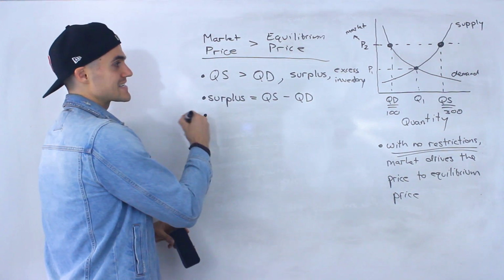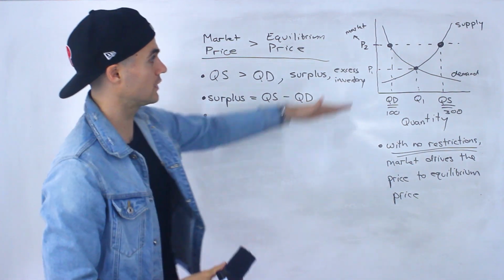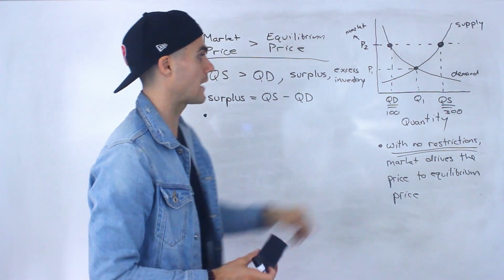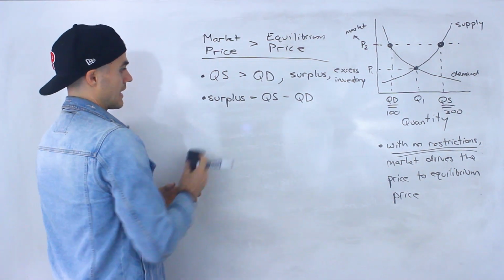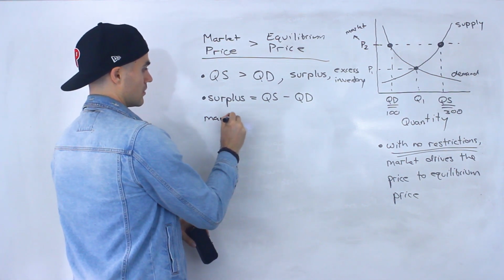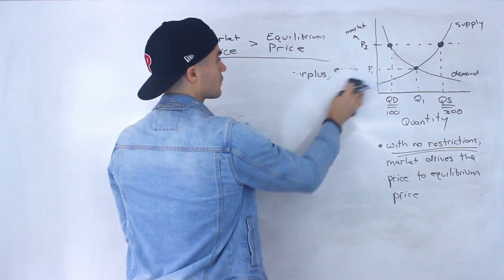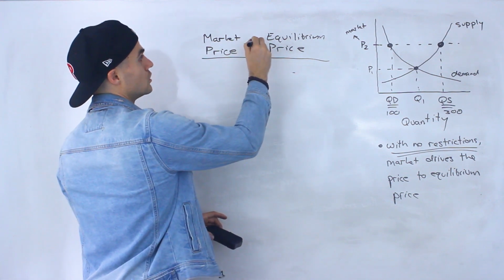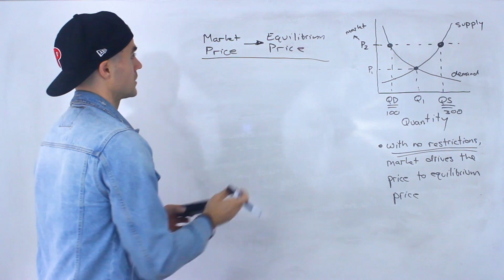But let's specifically talk about how that's going to happen. So we're here right now. We know that the quantity supplied is greater than the quantity demanded. So how do we get from the market price to the equilibrium price? I'm going to erase this, give myself some room here for this explanation. What's the specific process going to be?